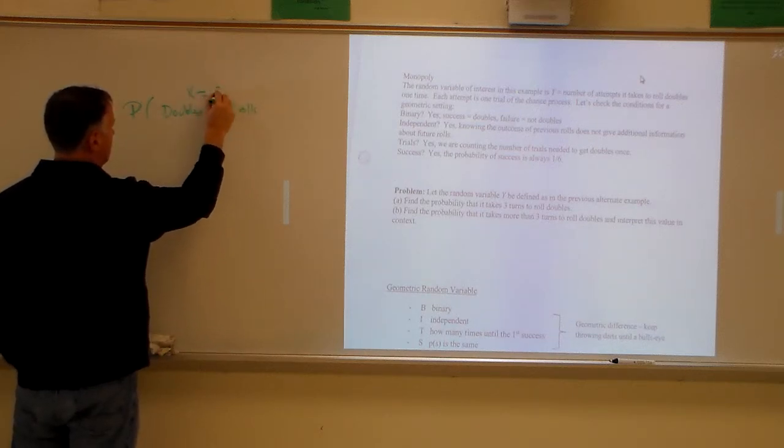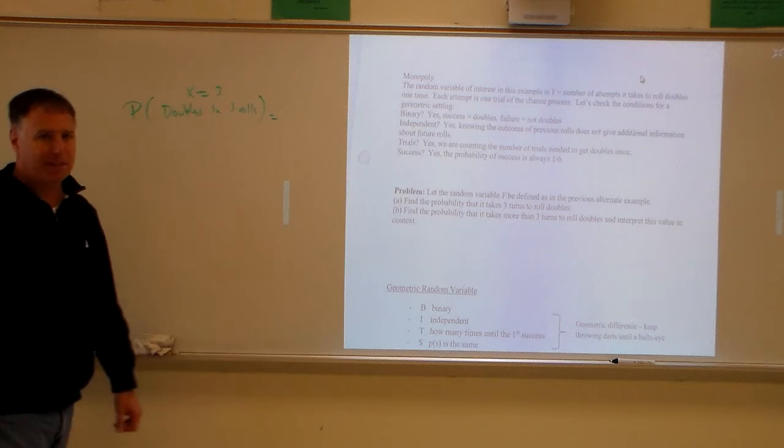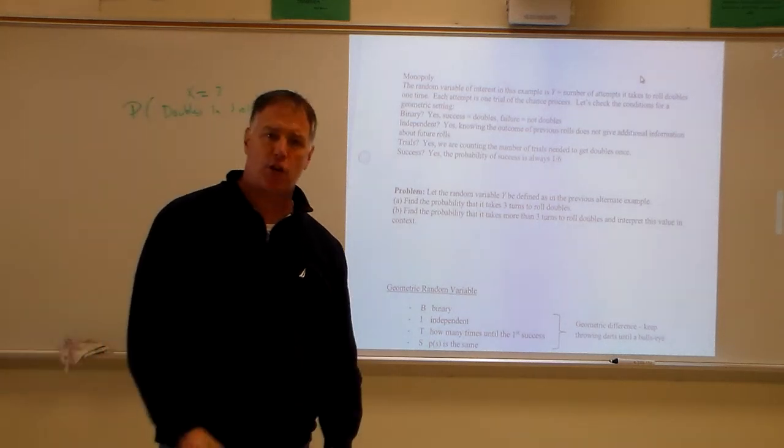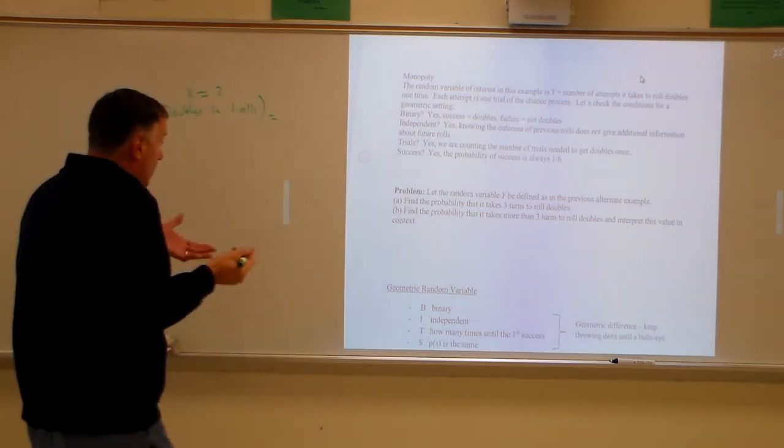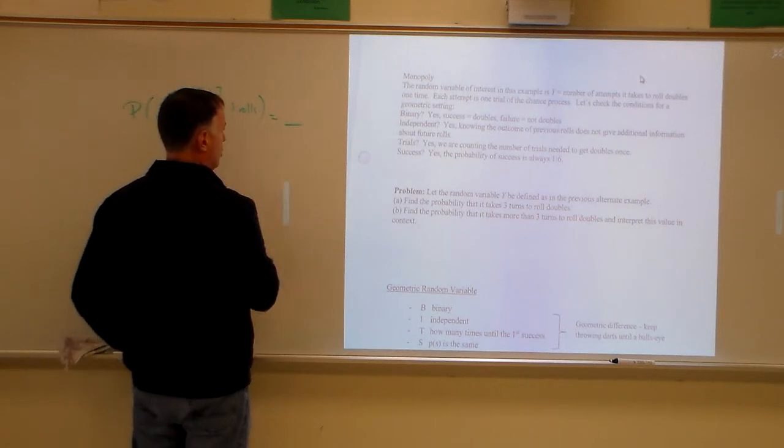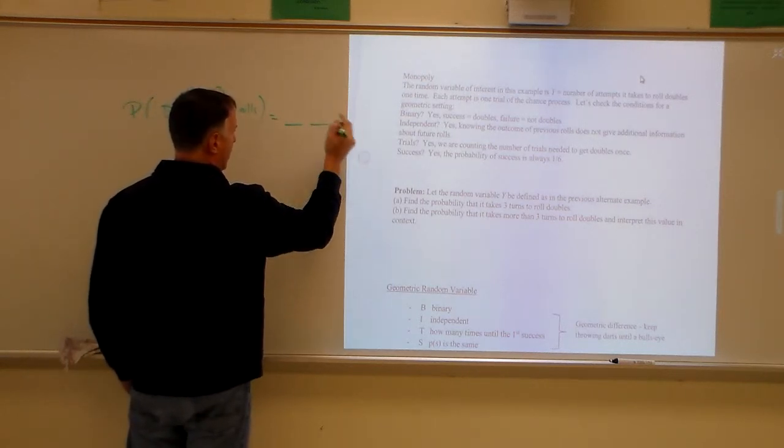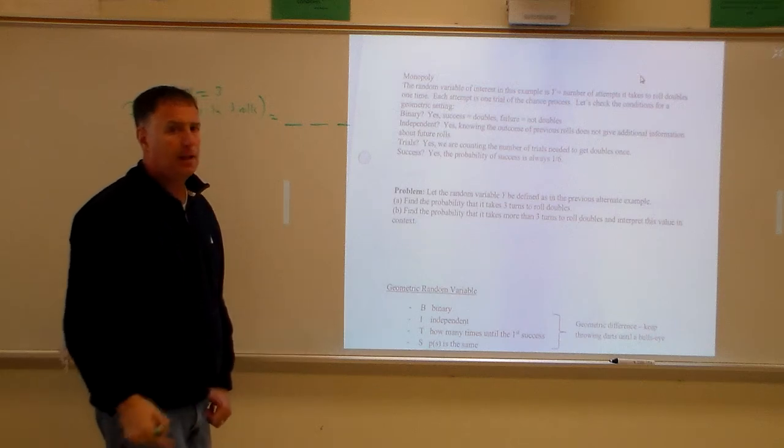So, x equals 3, right? What happens the first 2 times that you roll doubles? If you're successful on the 3rd try, here's the first situation, here's the second situation, here's the third. This is when you're successful. That's 1 in 6.